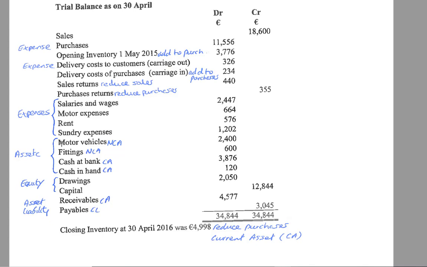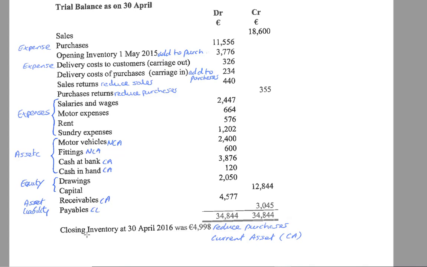And then the first assets we see are here. Motor vehicles and fittings are the long-term assets. They're going to be there about a year later. Whereas cash at bank and cash in hand could change in the near future. Equity and drawings reduces our capital. And then we've one asset, receivables, known as debtors, a short-term asset, a current asset, and then we've a liability, payables, suppliers we owe money to, who are short-term liabilities or current liabilities.